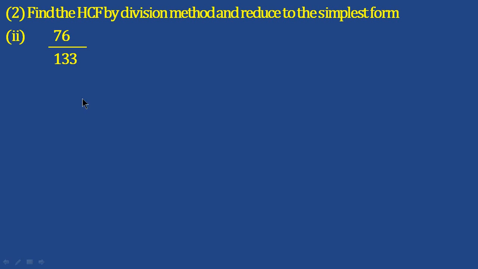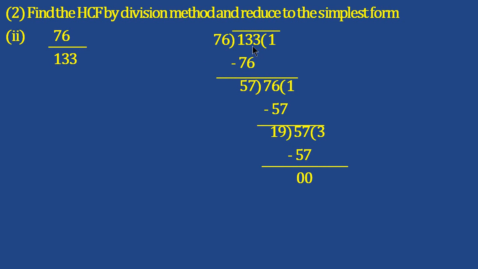Now exactly the same sum, same method, only numbers are different. 76 upon 133. 76 is smaller, so we divide 133 by it. 76 ones are 76. Remainder is 57. Now remainder 57 is going to be divided by the divisor of the previous step. The divisor of the previous step is 76. 57 ones are 57. Remainder is 19. Now 57 will be divided by 19, the previous step's divisor. 19 threes are 57.